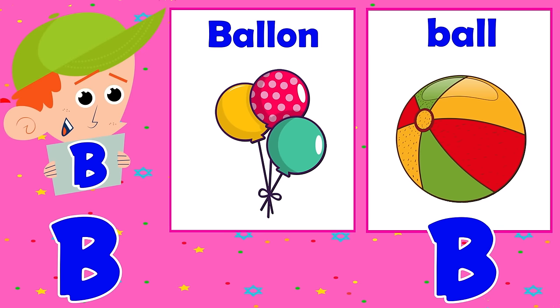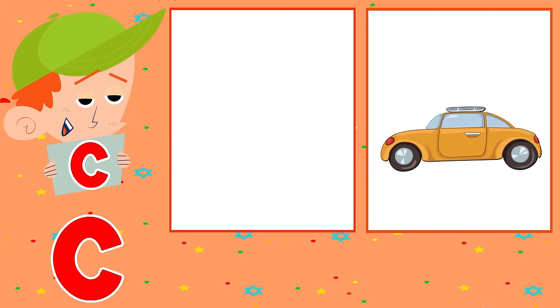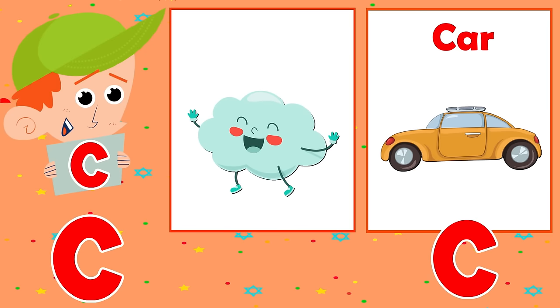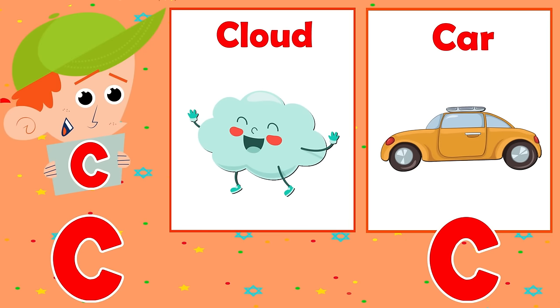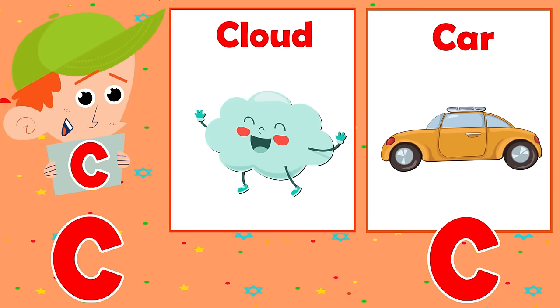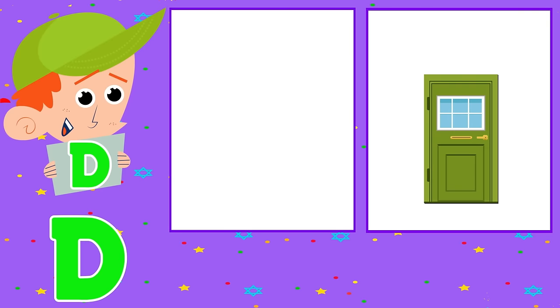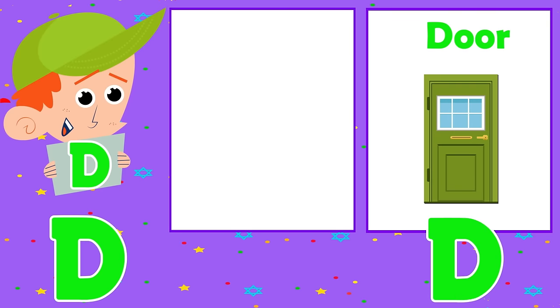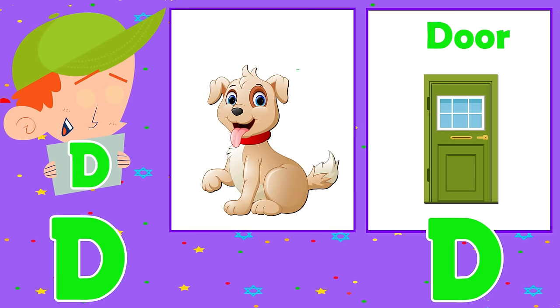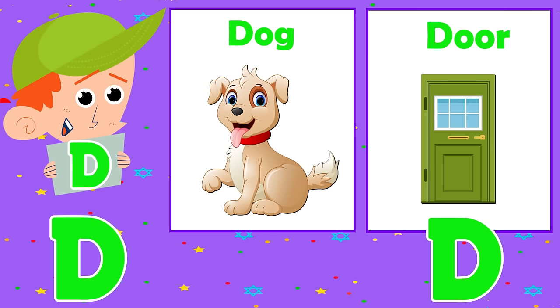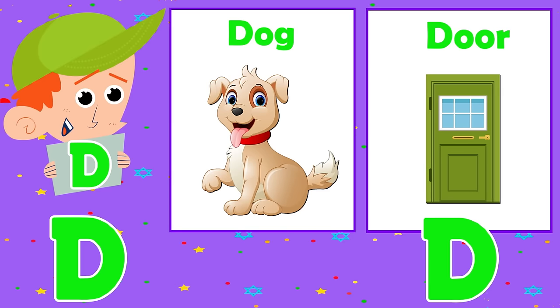C is for car. C is for cloud. C is for cloud. C is for car. D is for door. D is for dog. D is for dog.